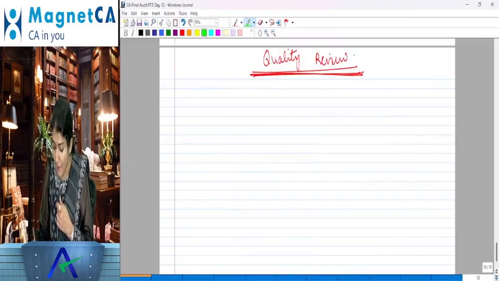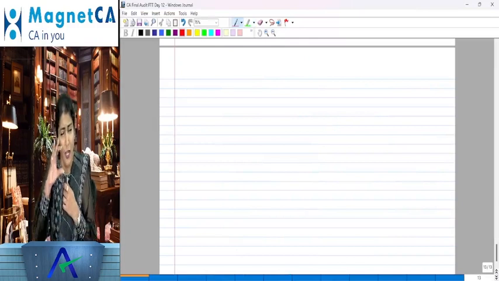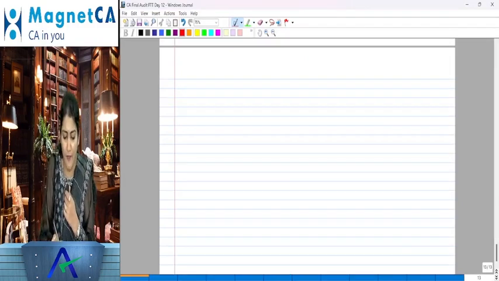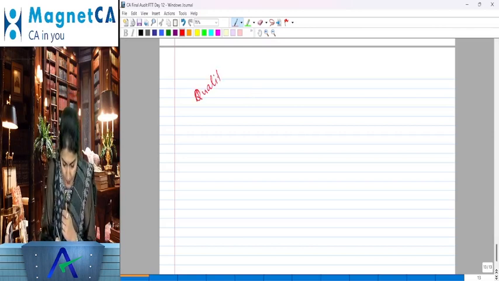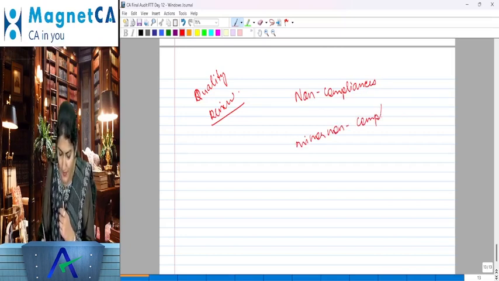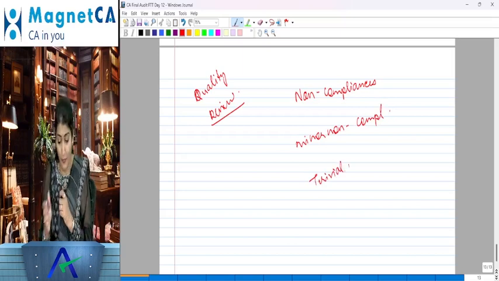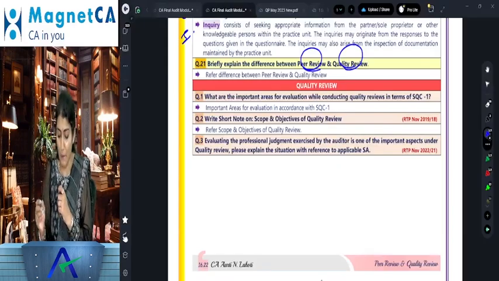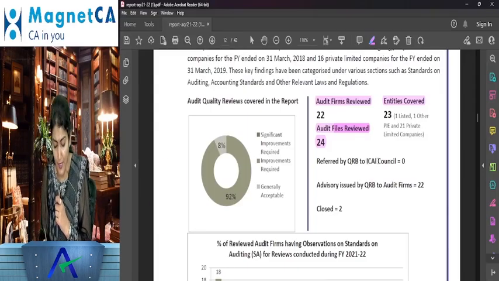You could be having the material findings, you could be having the not so material findings, and you could be having findings which are very trivial. After doing the quality review, you might be having very serious non-compliances which you identify in the audit firm, or you find out some minor non-compliances, or some non-compliances which are very trivial. Trivial means very immaterial. So if you find out these serious non-compliances, then those matters have to be referred to the ICAI.